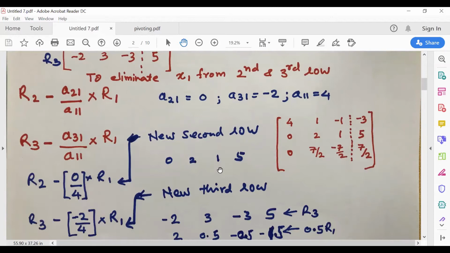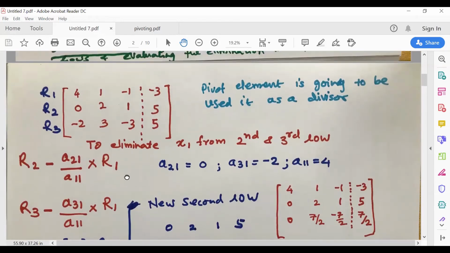Right now it should not be 0. We have not performed the second elimination step. We are still on the first elimination step, where I have made this 0; it was already 0. And second, I have made the third member of the first column 0.